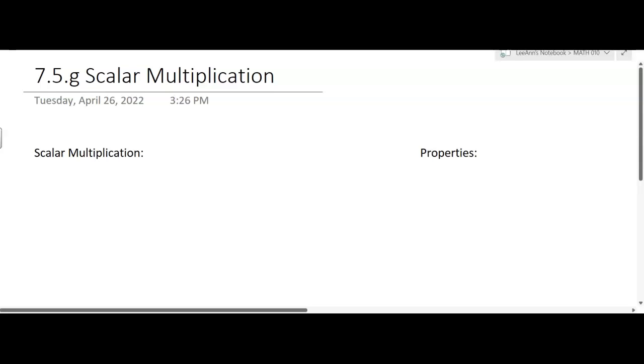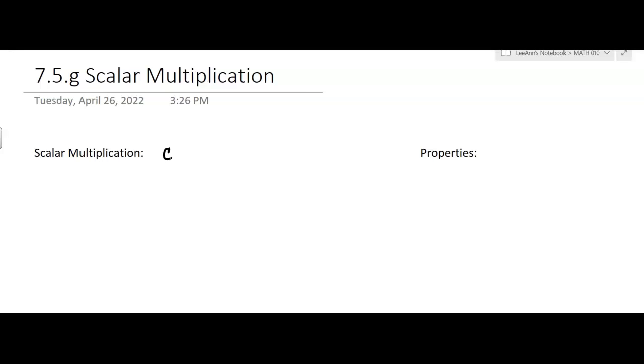Okay, so we're going to talk about what's called scalar multiplication. We did addition, we did subtraction, and now we're going to do what's called scalar multiplication. So when we have a scalar, let's call it C, we're talking about just a real number here. It could be a variable as well, or a variable expression.